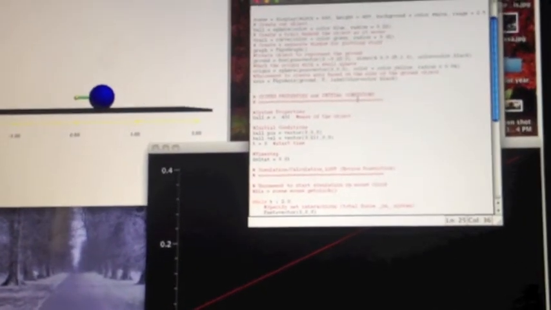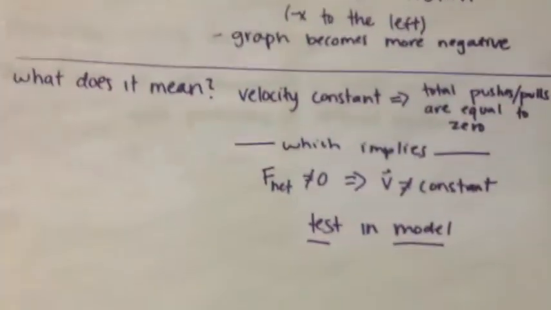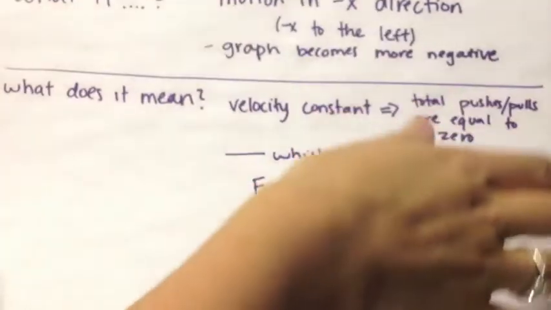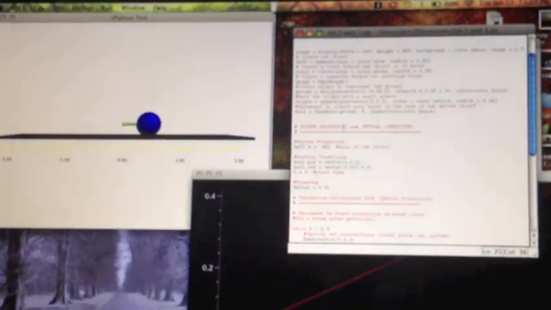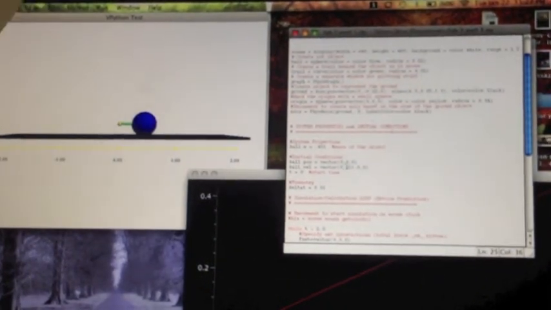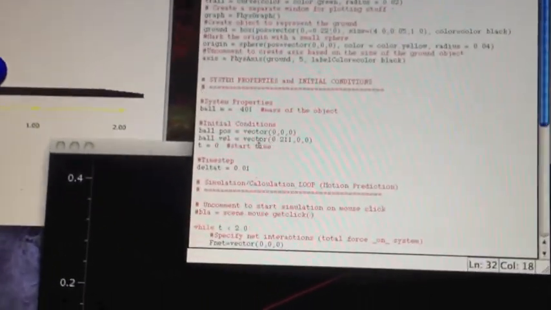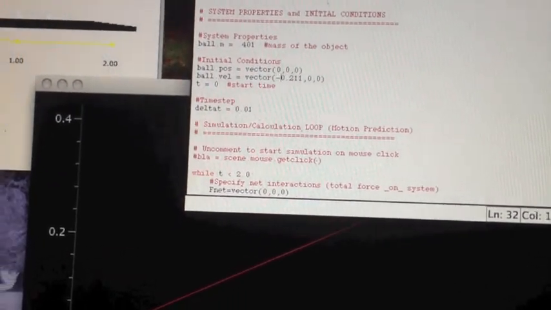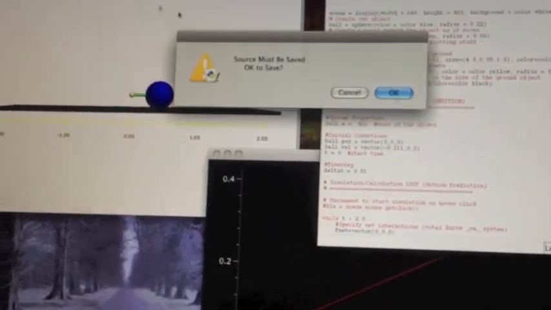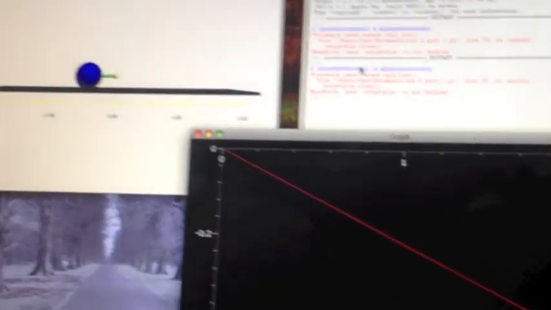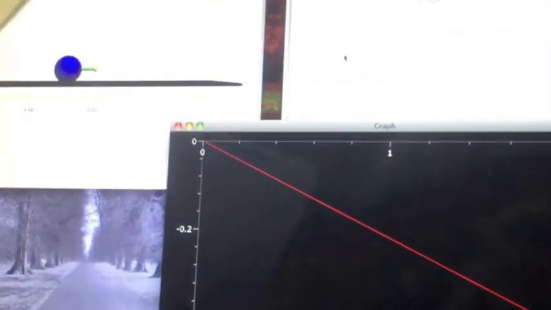So, what if we move the motion in the x direction? Does the graph become more negative? Let's see. Right here, we can change the ball velocity to negative and rerun the model and see what happens. Now it goes in the negative x direction. So what does this mean? When the velocity is negative, the position also becomes negative. So with the constant velocity, that means the total pushes and pulls are equal to 0.